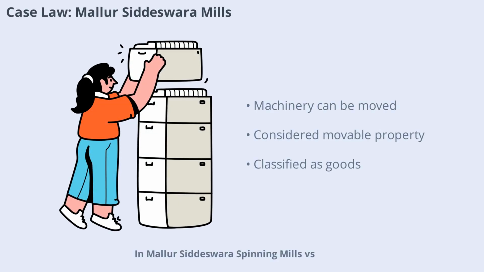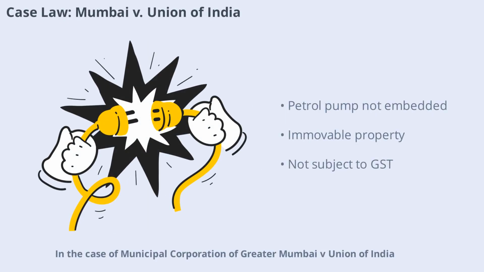Malar Siddeswara Spinning Mills vs. Commissioner of Customs and Excise, 2004: the court ruled that machinery bolted in a frame, which could be unbolted and moved, was considered movable property. This meant such machinery could be classified as goods under GST, as it met the criteria of being movable and marketable. In the case of Municipal Corporation of Greater Mumbai v.